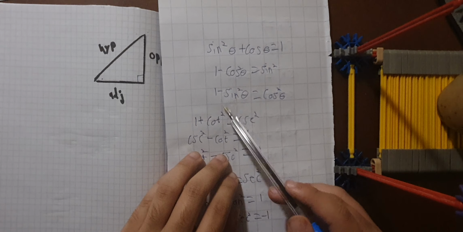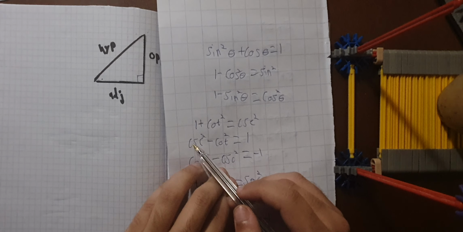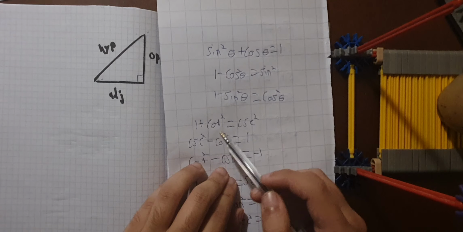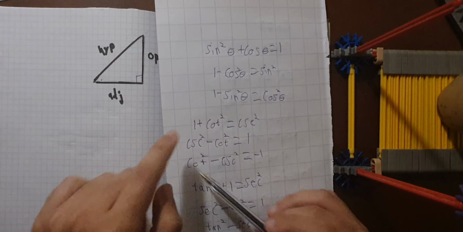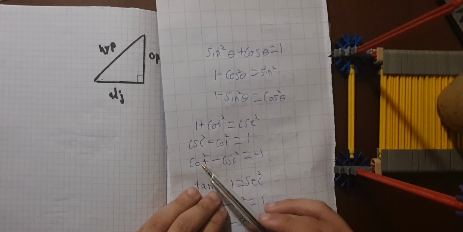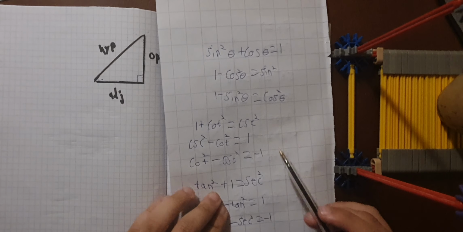1 plus cotan squared is equal to cosec squared, which also means cosec squared minus cotan squared is equal to 1. But when you flip them, cotan squared minus cosec squared is equal to negative 1.